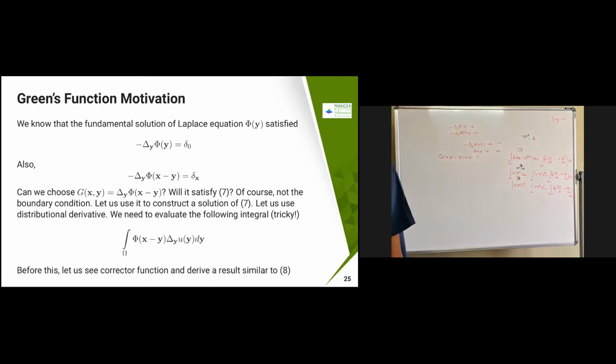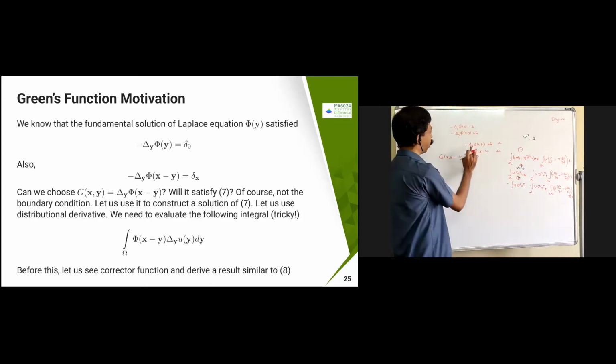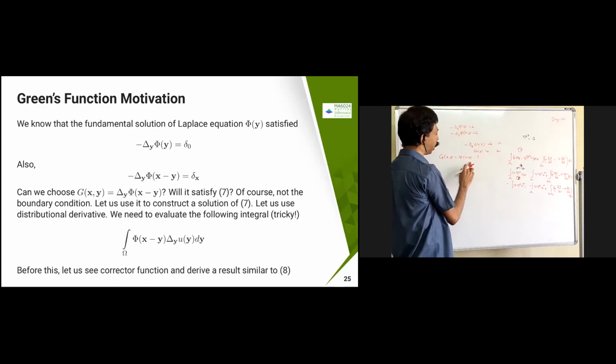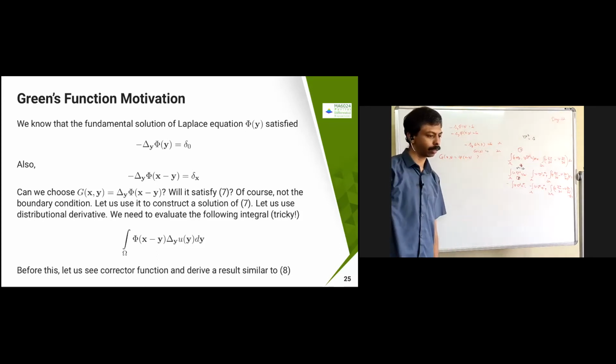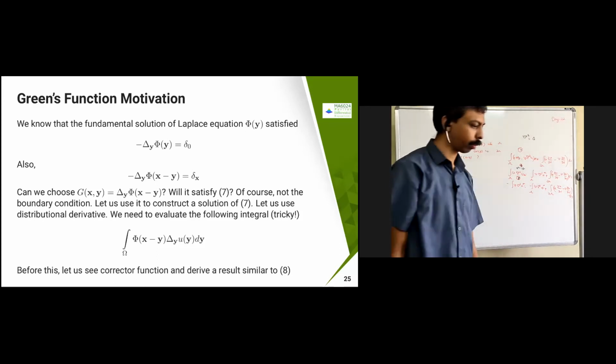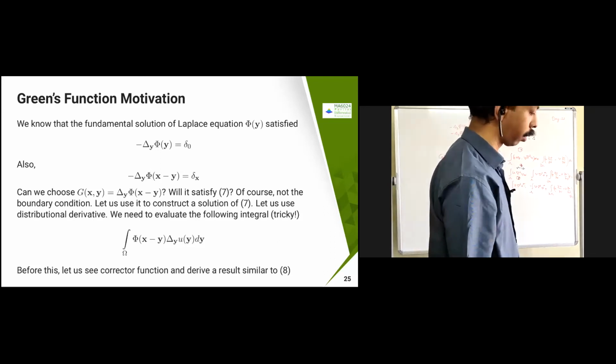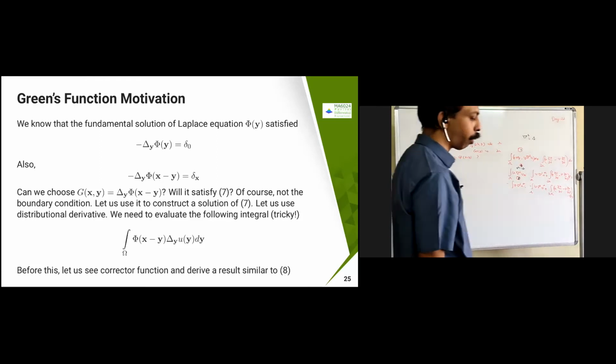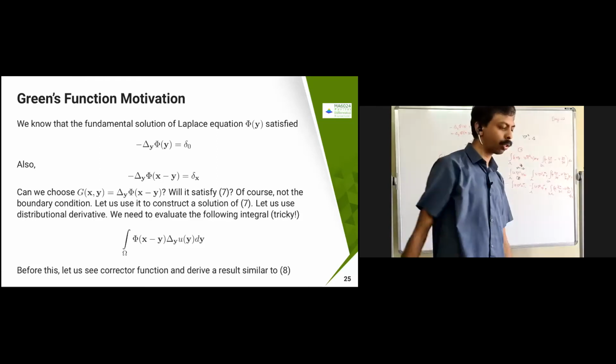Will it satisfy 7? It will satisfy this one, because if I just substitute it over here, this will be satisfied, and in omega it will be satisfied. But is pi of x minus y equal to 0 on the boundary of omega? The boundary condition is not satisfied. So therefore, what we need to do is use this to construct a solution of 7.